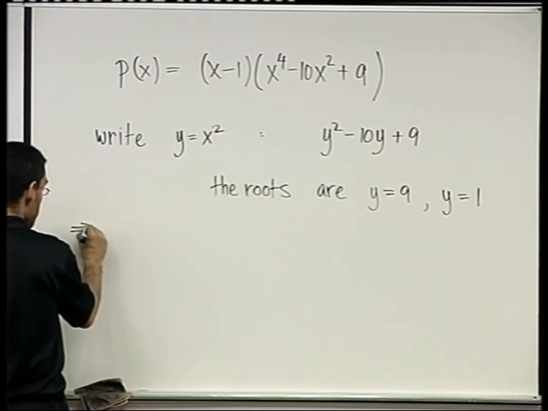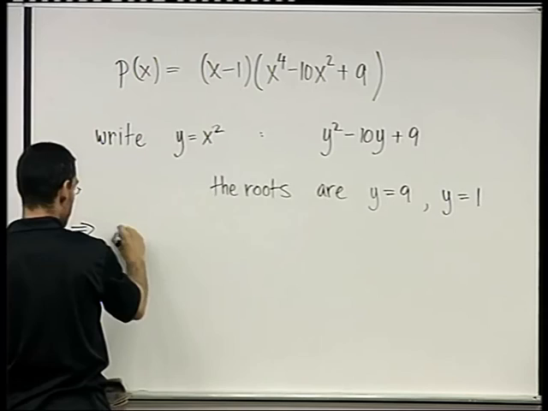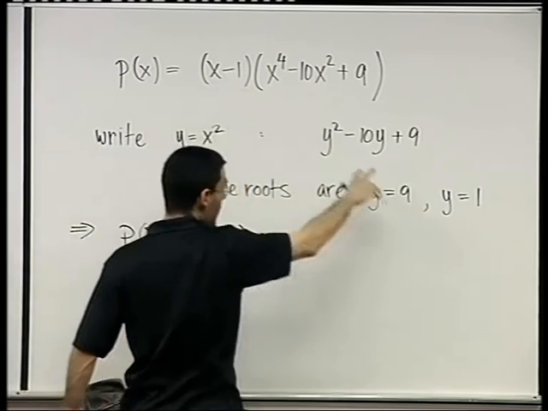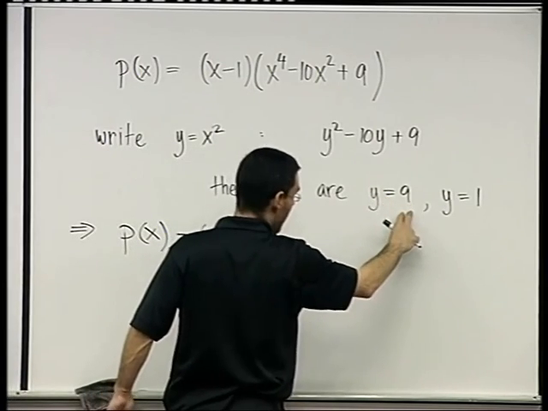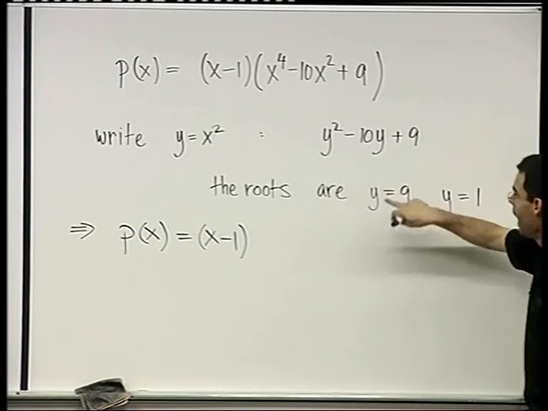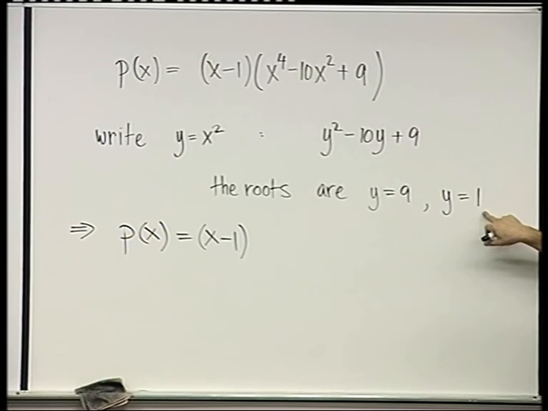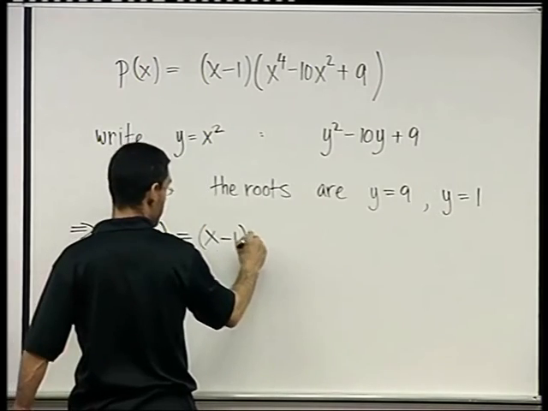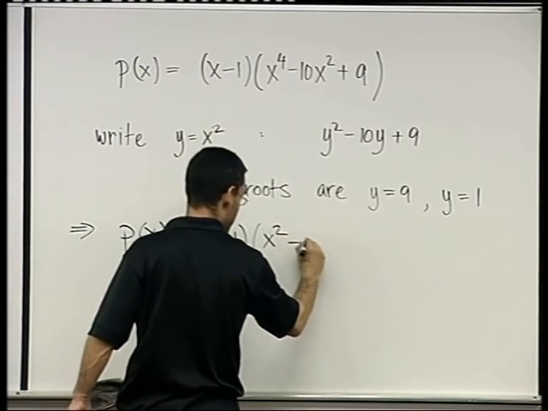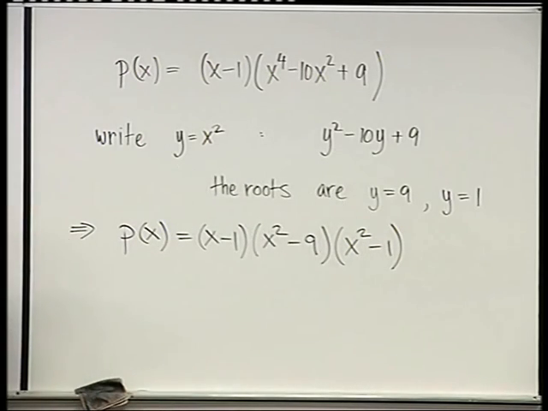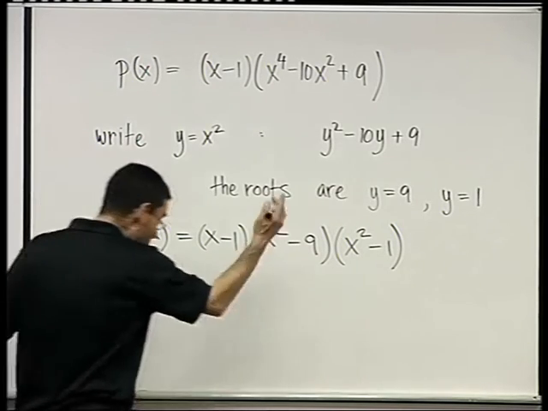So what does it mean? So we know that p of x can be written as x minus 1 from this times y minus 9 times y minus 1. But remember what y was. y was x squared. So this can be written as x minus 1 times x squared minus 9 times x squared minus 1.